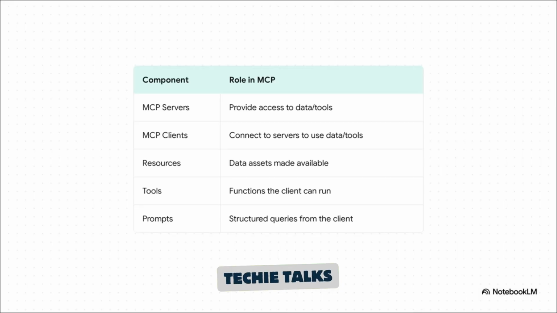So this table breaks down the main players. You've got your MCP servers, which are basically offering up data and tools. And then you have the MCP clients. Those are the AIs that want to use that stuff. The stuff they're offering is split into two types: resources, which is just the data, and tools, which are the actions the AI can perform. And the way the AI asks for things, that's called a prompt.